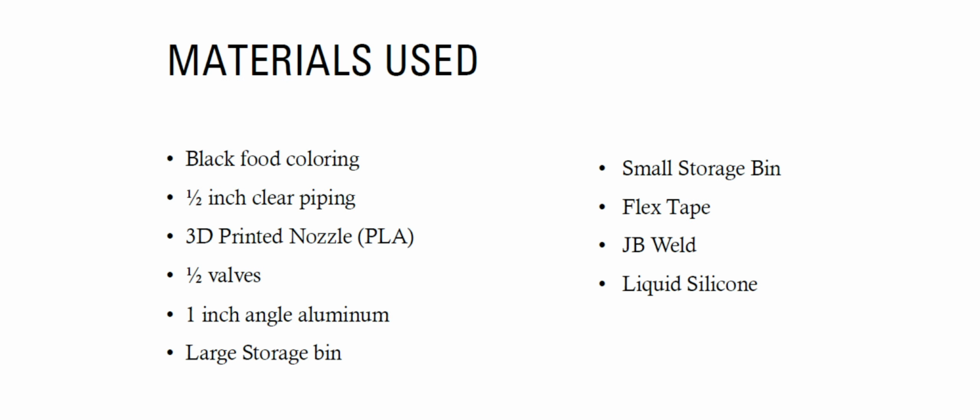The materials that we used: a black food coloring. This was to help get the water in the reservoir as dark as possible, that way we could see it passing through our nozzle. We used a 1/2-inch clear piping and a 3D printed nozzle. It's printed with PLA. We used 1/2-inch valves, 1-inch angle aluminum to help hold our piping, a large storage bin, a smaller storage bin, which served as a reservoir, flex tape, JB weld, and liquid silicone.